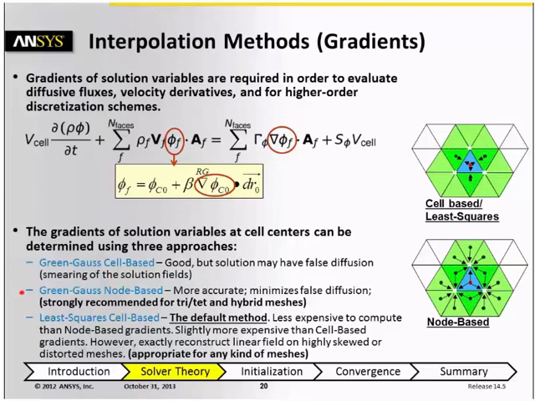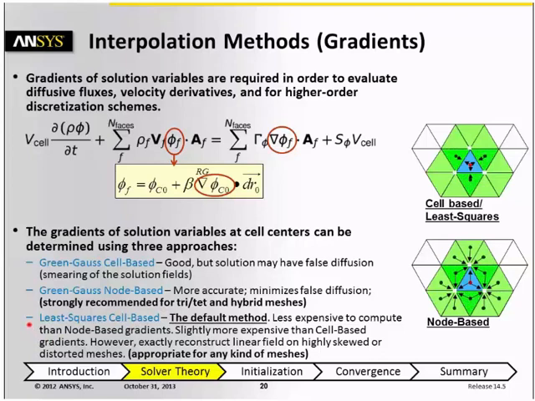Green-Gauss node-based gradients also use the Green-Gauss theorem, but here the values at each node of the cell are taken from a weighted average of the surrounding cells, and then those node values are averaged to obtain the face values before the Green-Gauss theorem is applied. This is a more accurate method than the cell-based method because, as you can see here, a larger group of cells, or a wider stencil, is used to compute the gradient. So this helps to minimize false diffusion, and this scheme is strongly recommended for triangular and tetrahedral meshes and for hybrid meshes.